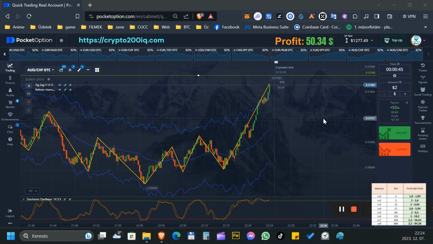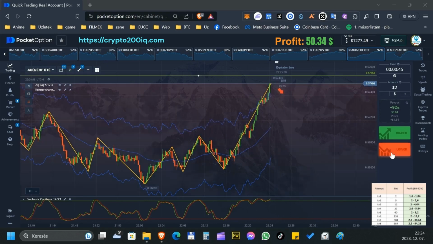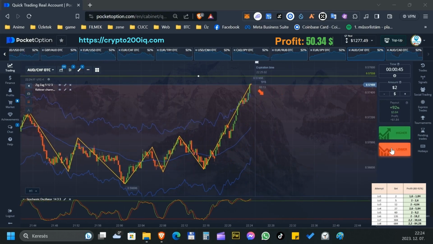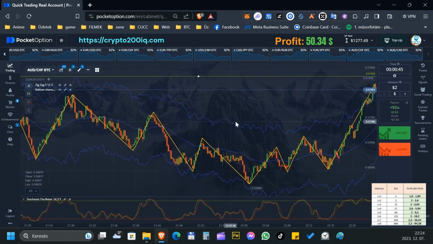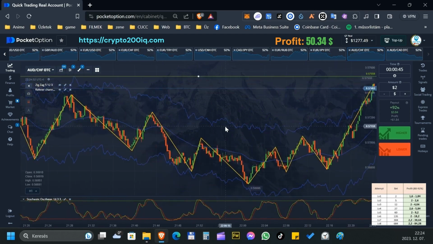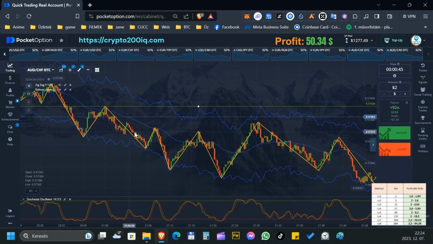And here's another good position. It went significantly higher than average. The oscillator lines crossed the upper boundary. Let's review where our peaks are.